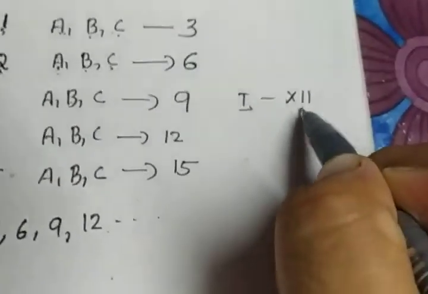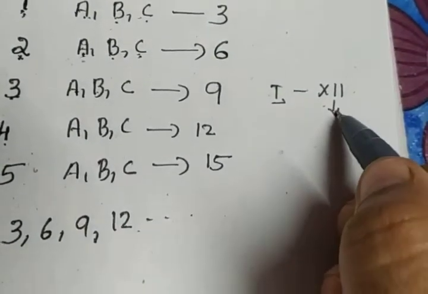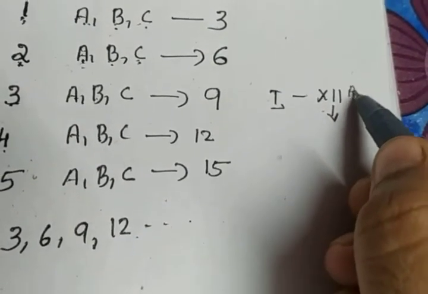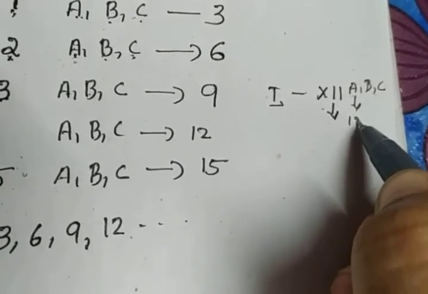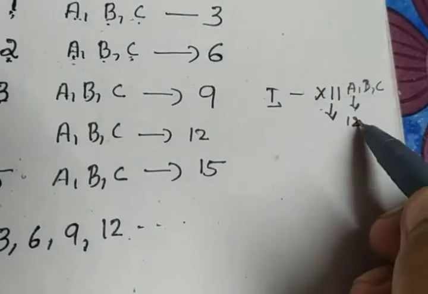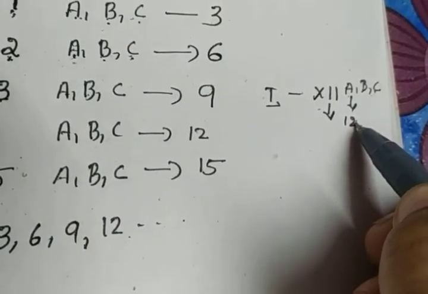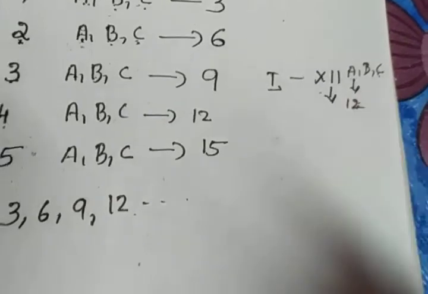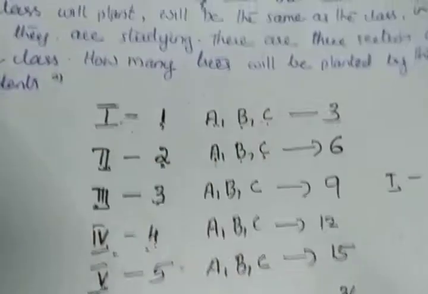Okay, so what about the 12th standard? Total number of trees planted by the 12th standard students. 12th standard also has 3 sections A, B and C. From one section, the number of plants planted will be 12, and there are 3 sections. So the total number of plants planted by the 12th standard students will be 12 into 3, which gives you the value 36.